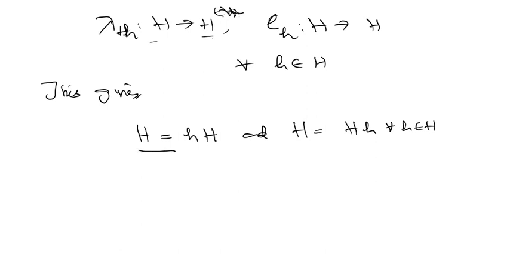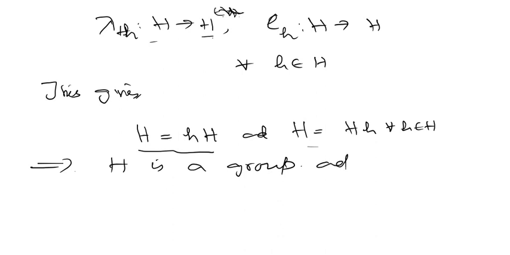But from H equal to hH and H equal to Hh, it implies that H is a group. This implies that H is a group, because from this we have that a equal to hb has a solution in H, and here a equal to bh has a solution in H for all h in H. So this is a group, and hence a subgroup of S.